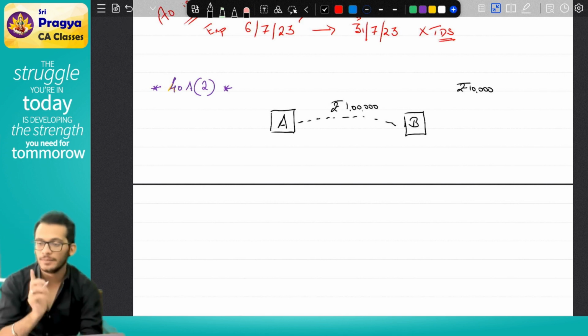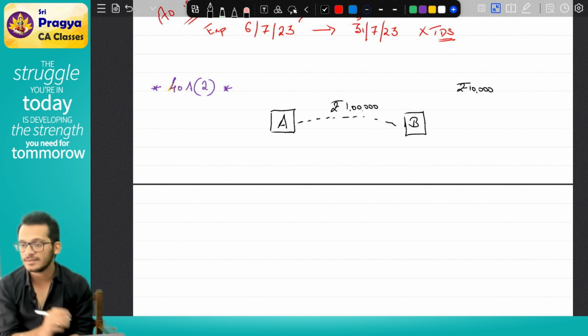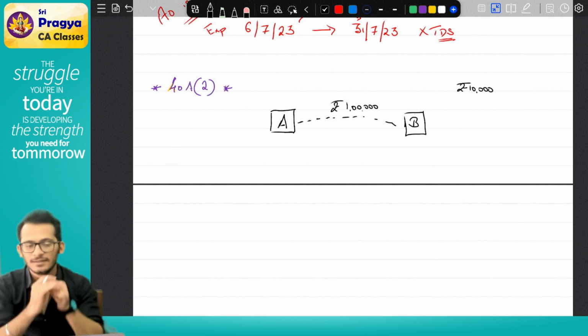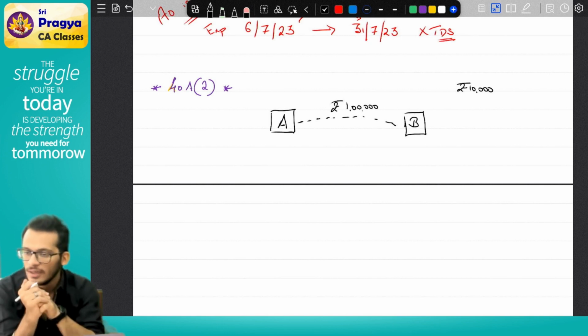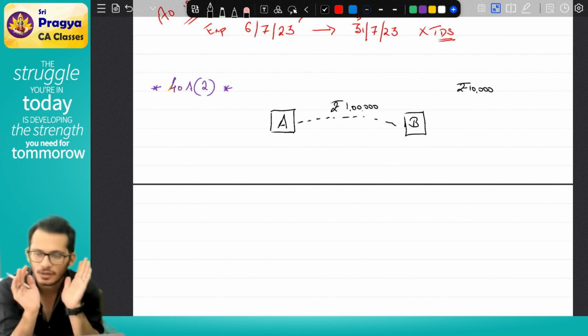What happened is, A went to B and said, dear brother, I want to buy some assets. You give me the assets. B said, yes boss, you can take the assets for 10,000. I said, no, I want it for 1 lakh. Yes or no? Yes. So he bought it for 1 lakh rupees.